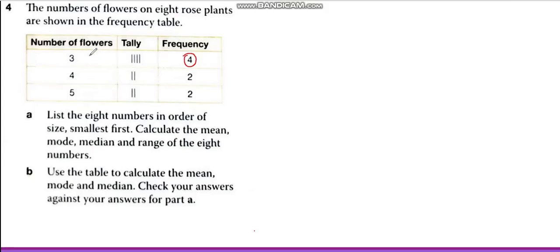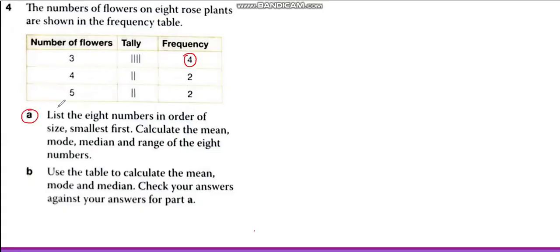If we want to describe it, this table means that there are 4 plants on which there are 3 flowers. There are 2 plants on which there are 4 flowers, and there are 2 plants again on which each plant contains 5 flowers.